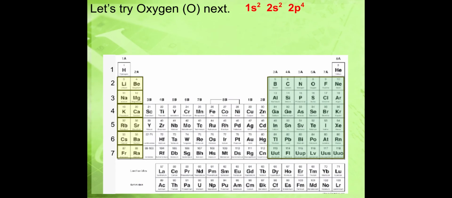So again, if you try oxygen, this is what you're going to get. It's going to be 1s2, 2s2, 2p4. You need to try it yourself. Try phosphorus. Pause the video, try phosphorus. If you try phosphorus, you're going to get 1s2, 2s2, 2p6, 3s2, 3p3.